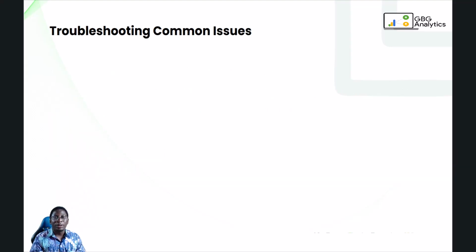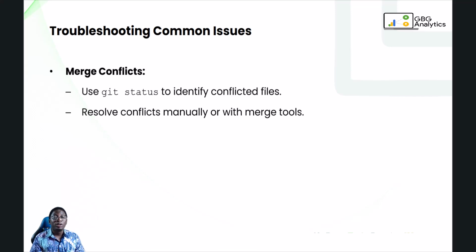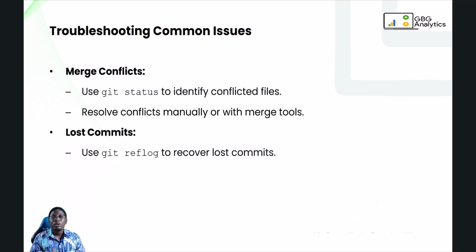Now let's see how to troubleshoot common issues when using version control in your project. First, you must know how to handle merge conflicts. For example, you can start by using git status to identify conflicted files, and you must resolve them either manually or by using merge tools. Two, when you lose any commit, then you can use git reflog to recover the lost commit.